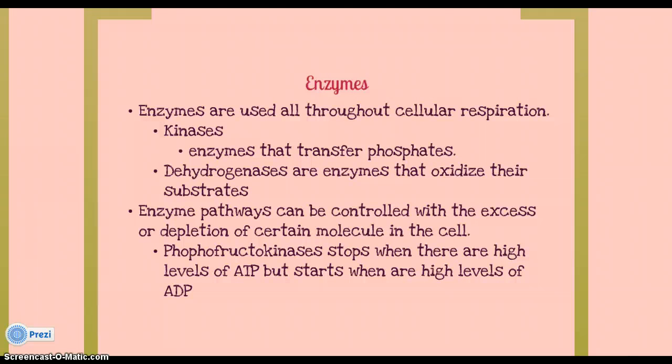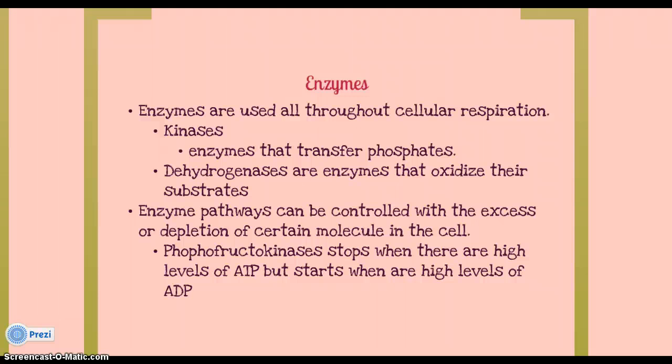Enzymes are used all throughout cellular respiration. One of them is a group of enzymes called kinases, and those are enzymes that transfer phosphates. An example of the use of kinases in cellular respiration is during glycolysis, when high-energy phosphates are added to the glucose molecule. Then there are dehydrogenases, and those are enzymes that oxidize their substrates. An example of dehydrogenases is in the electron transport chain, where some of the protein complexes are dehydrogenases.